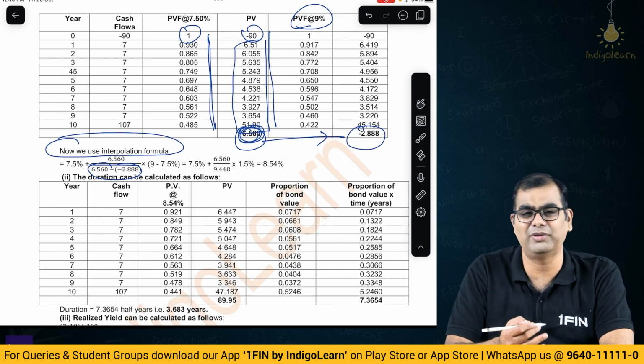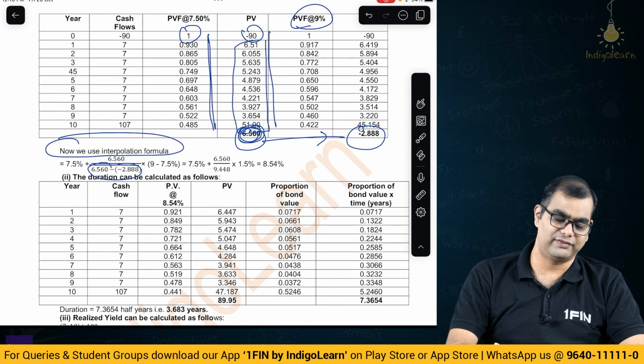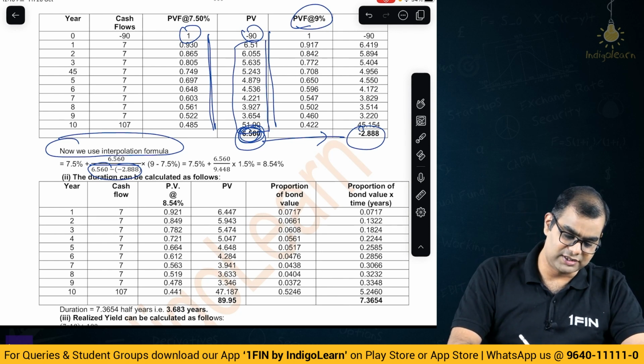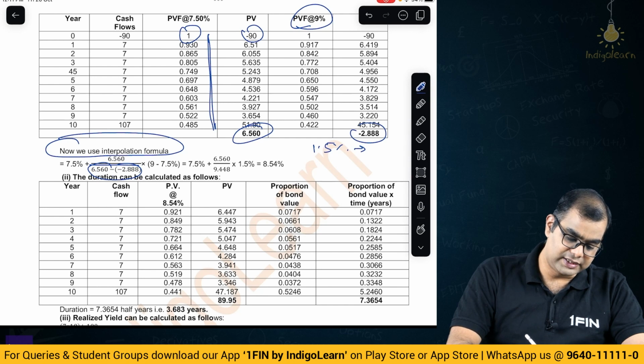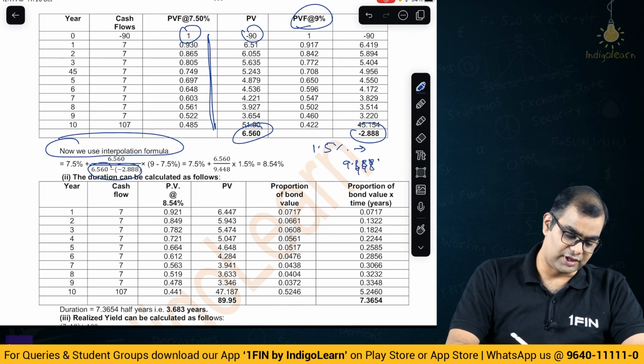So when I say the formula, no, it looks very complex. Ignore all of this. Basic simple logic that you have to remember, which I typically use, is this. For a 1.5% change, the total change in this NPV is 9.448.